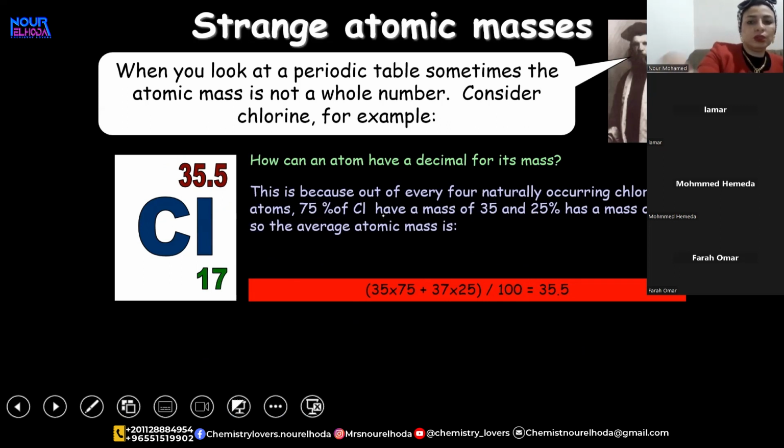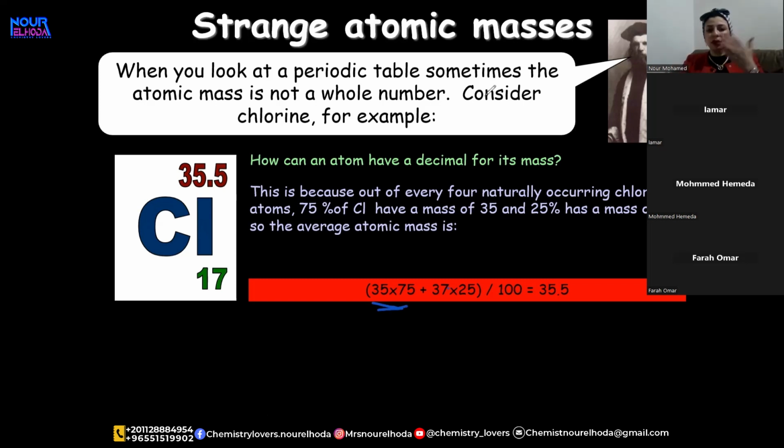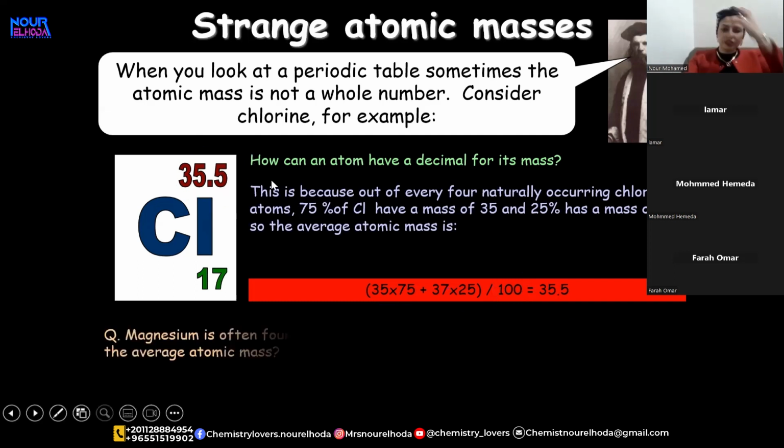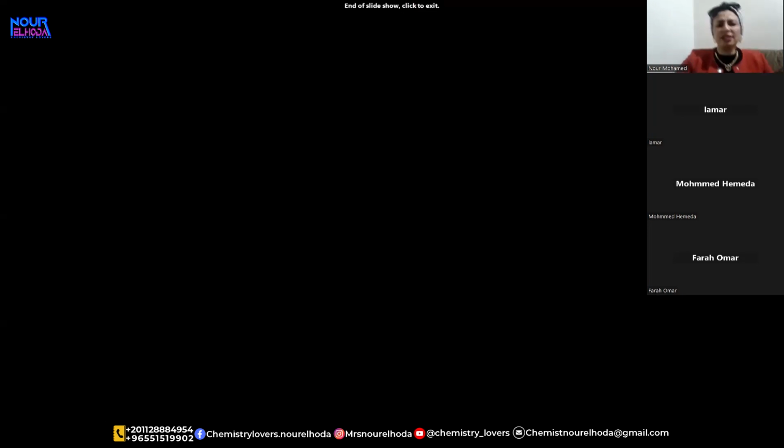This is how we will do it. So what did we do? I multiplied the mass number by the percent, plus the other mass number by its percent, divided by 100. You need to divide by 100 because this is an average. And at the end, it's going to be 35.5. That's why in the periodic table, chlorine is 35.5. What do we call this? We call it average atomic mass. This part is related to the average atomic mass. So I think it's easy.